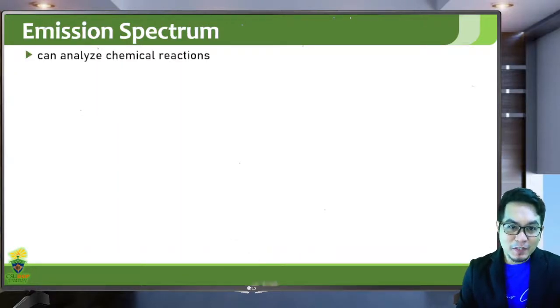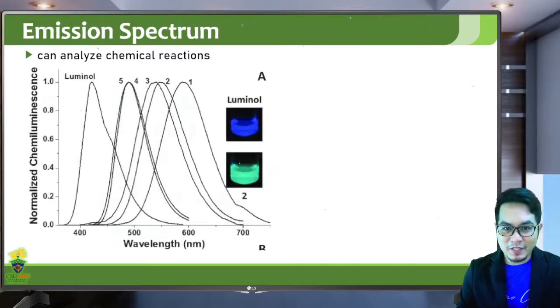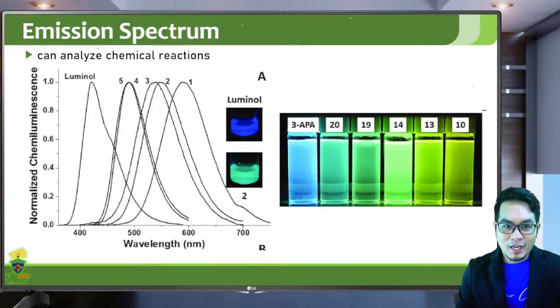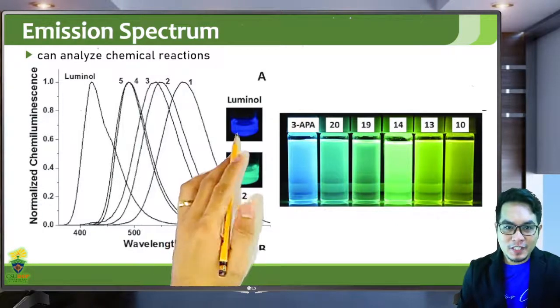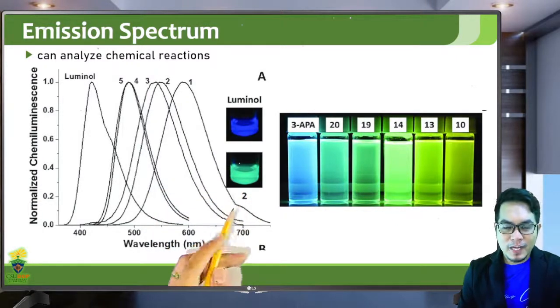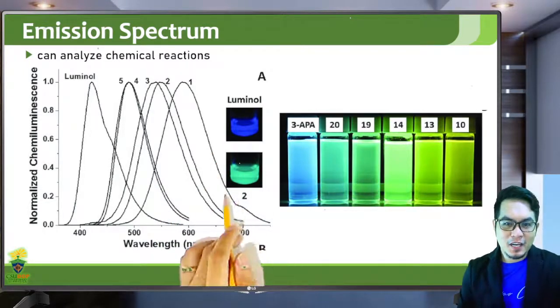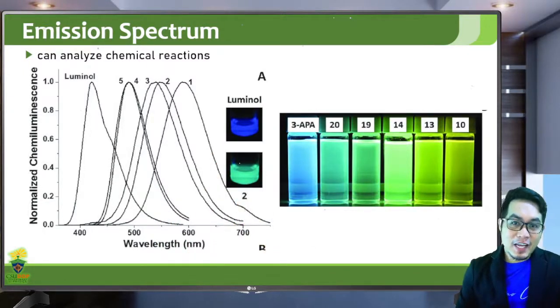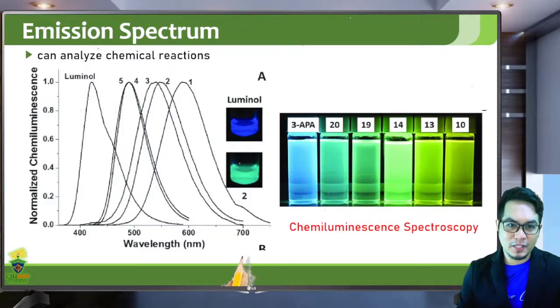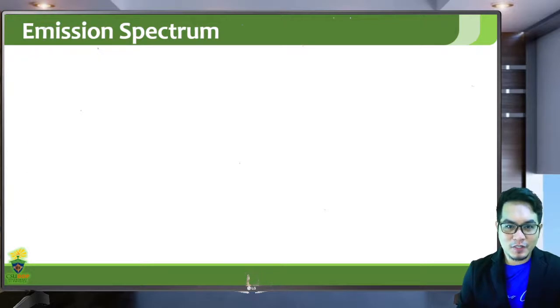So an emission spectrum can also analyze chemical reactions. For instance, in the glow stick example, you have two materials, and when these two materials react, they produce light. For instance, you have luminol, and when you react luminol with, I think, hydrogen peroxide, you get a reaction which emits light, or chemiluminescence. So it can analyze chemical reactions.